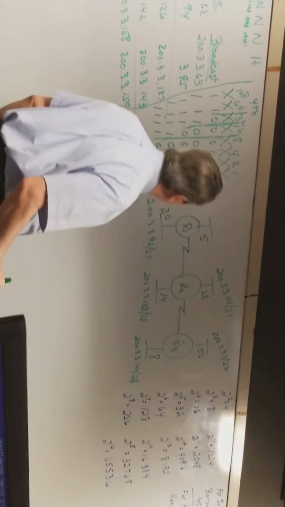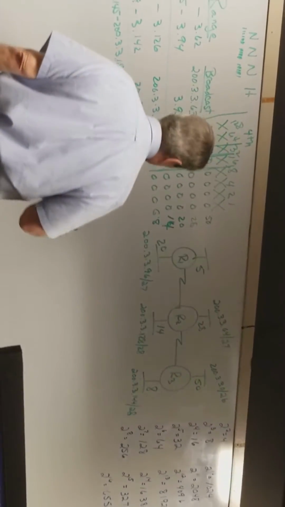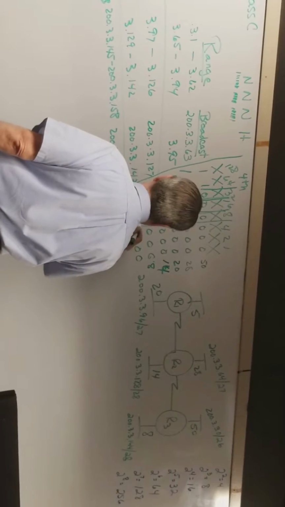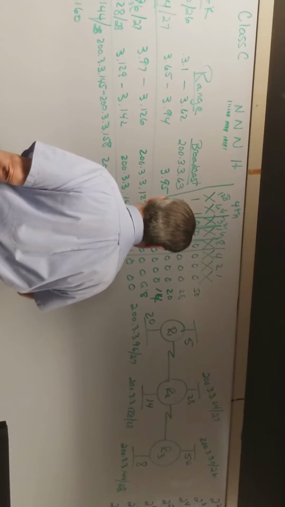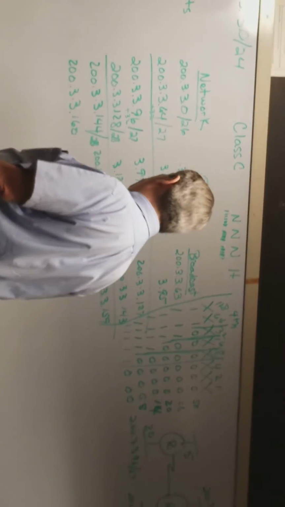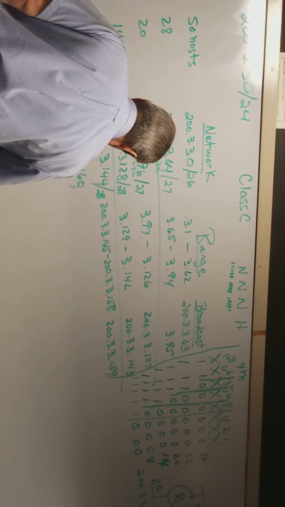What's my next highest? 5. Where's it at? 3. 1, 2, 3. So my number now is going to be an 8. So I add that onto here, my 8 there. 200.3.